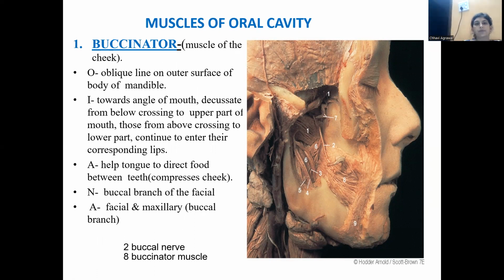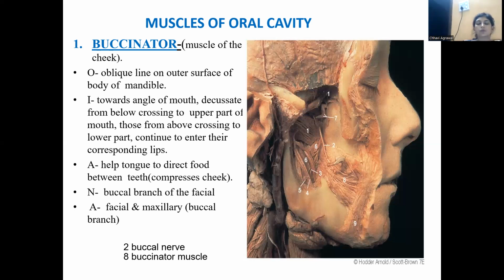Muscles of the oral cavity. First is the muscle of the cheek that is called the buccinator muscle. It originates from the oblique line on the outer surface of the body of mandible, and it gets inserted towards the angle of mouth. Fibres from below decussate, crossing to the upper part of the mouth, and those from above cross to the lower part and continue to enter their corresponding lips. The action is they help the tongue to direct the food in between the teeth.